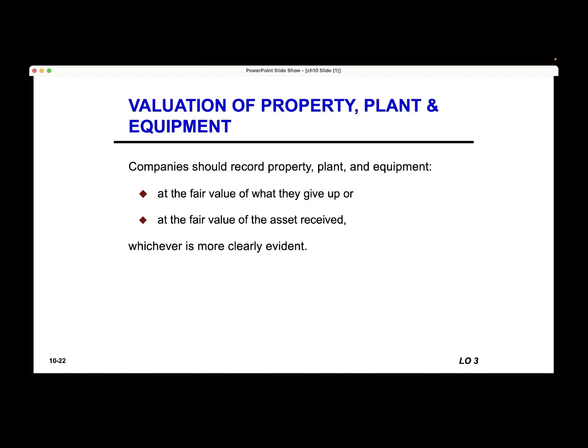In some cases, it is easier to determine the fair value of what the company is giving up, the first point here, in exchange for the asset. For example, if a company pays cash or transfers other assets to acquire new equipment, we use the fair value of what the company gave up. In other situations, it is clearer to use the fair value of the assets that are being received, if the company is acquiring a new asset in a barter transaction or in exchange for something other than cash. Ultimately, the key is to record the asset based on the more clearly evident fair value, whether that's the value of what's given up or the value of what is received.